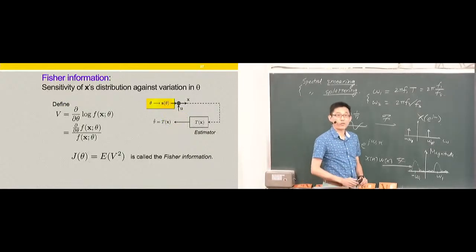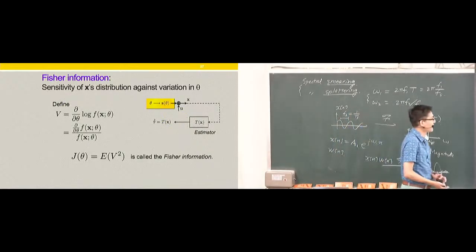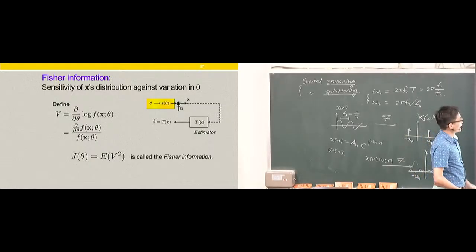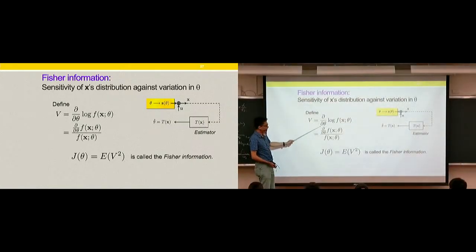So it turns out there's a theoretic bound. There's this function that's defined as taking the log of that and taking the partial derivative, and call it v. Then the expected value of v squared is called J.